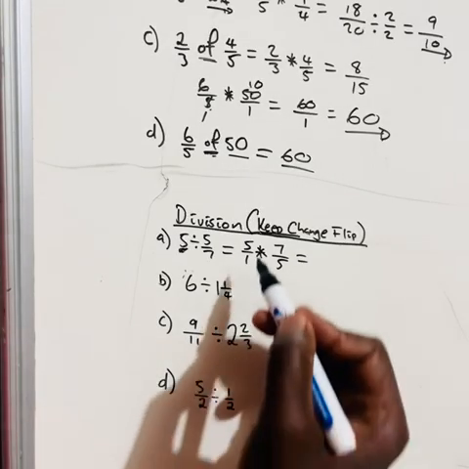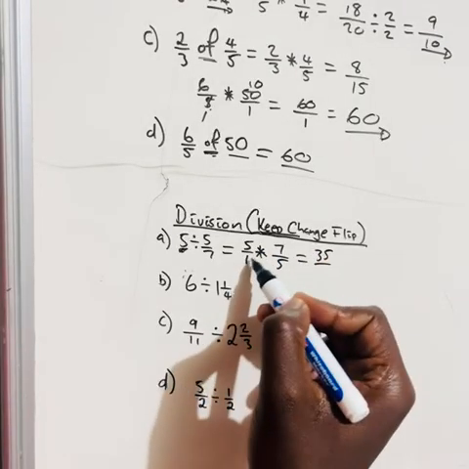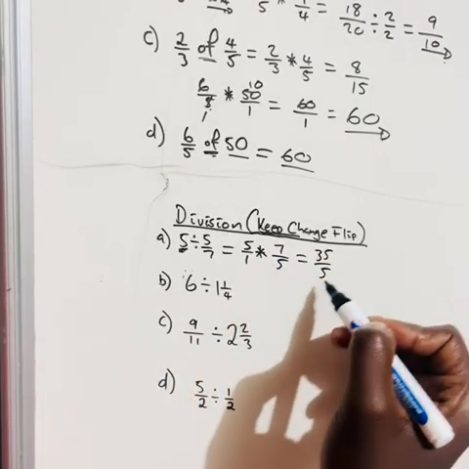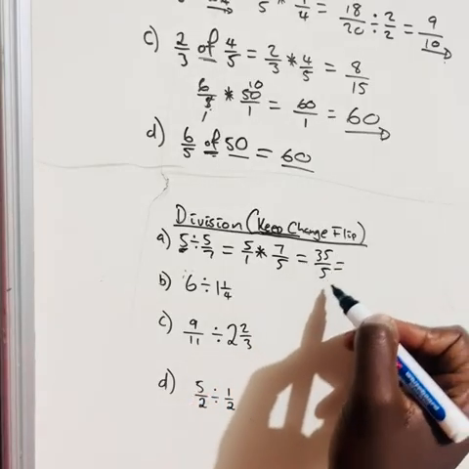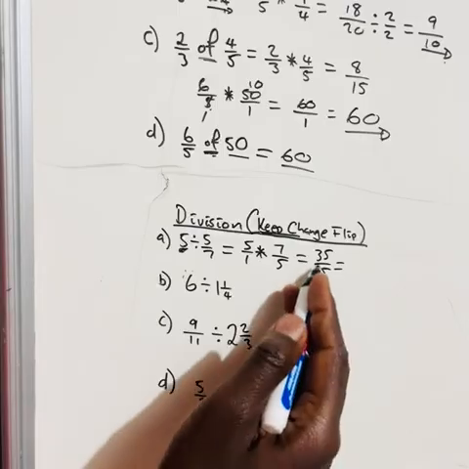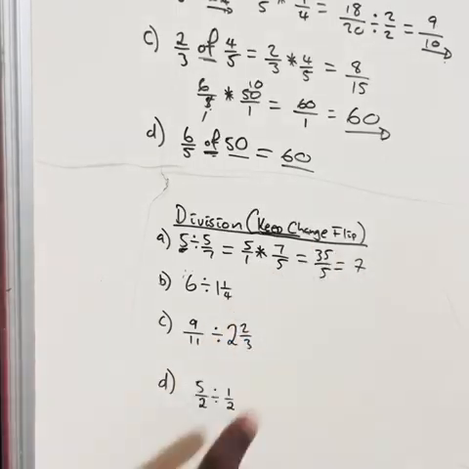So now I'm going to say 5 multiplied by 7, which gives me 35, over 1 multiplied by 5, which is 5. Now, obviously, 5 can divide 35. 35 divided by 5 is equal to what? 7. If you do not know your multiplication board, just put it into the calculator. The calculator will give you the final correct answer.